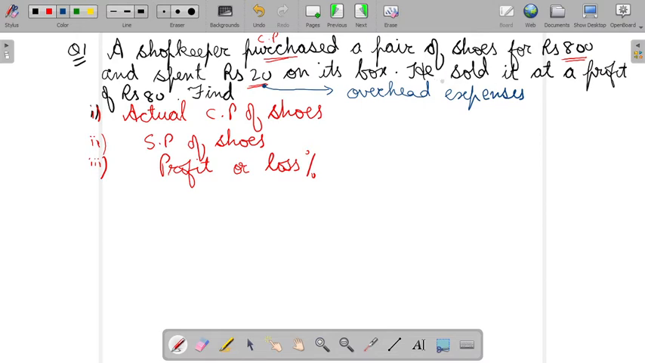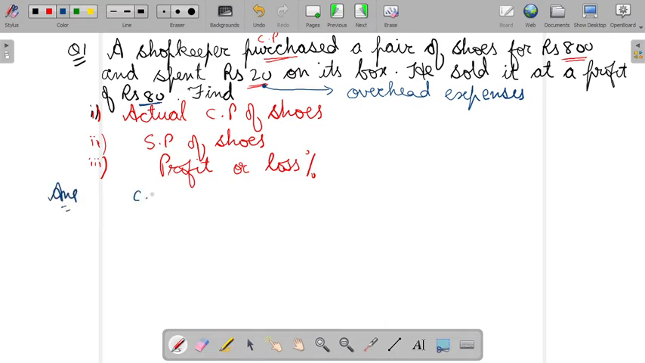Now further, he sold it at a profit of rupees 80. So profit is rupees 80. The question is, find the actual cost price of the shoes, the selling price of the shoes, and the profit or loss percent. After observing the cost price and selling price, we will get the idea whether it is profit or loss. So let's go for the question.